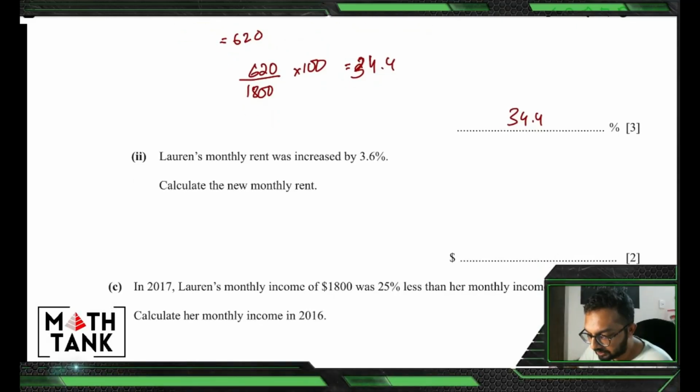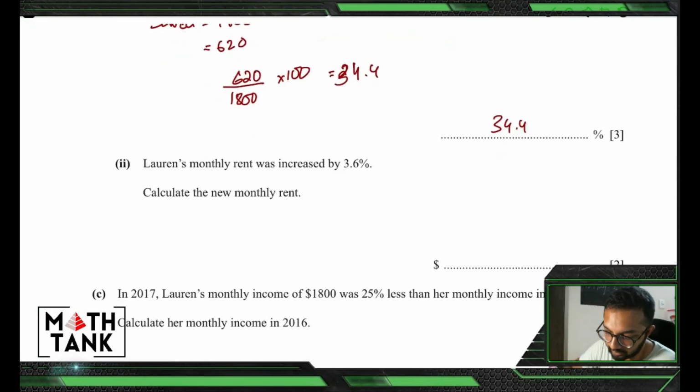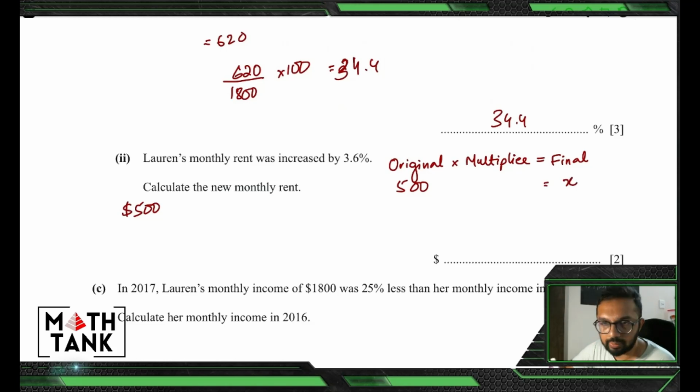Okay, Lauren's monthly rent was increased by 3.6%. Calculate the new rent. So rent was $500. Now I have a particular way of dealing with these increase and decrease questions, so I'm going to spend some time and try to teach you that method. Whenever there's an increase or decrease question, I follow this equation. I've written original multiplied by multiplier equals final. Now original is the value that was there originally, 500. Final is what I'm looking for, so I'm going to write an x.